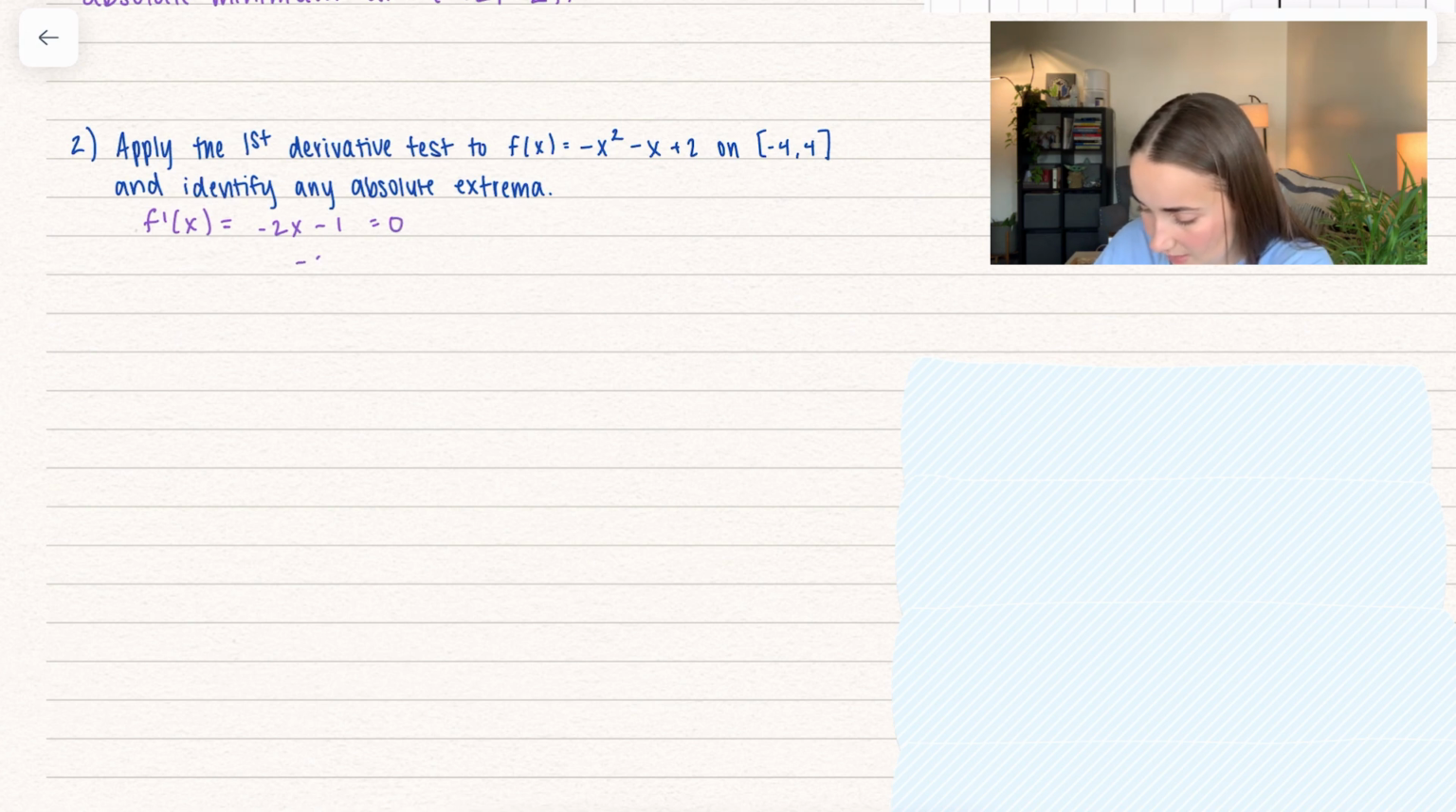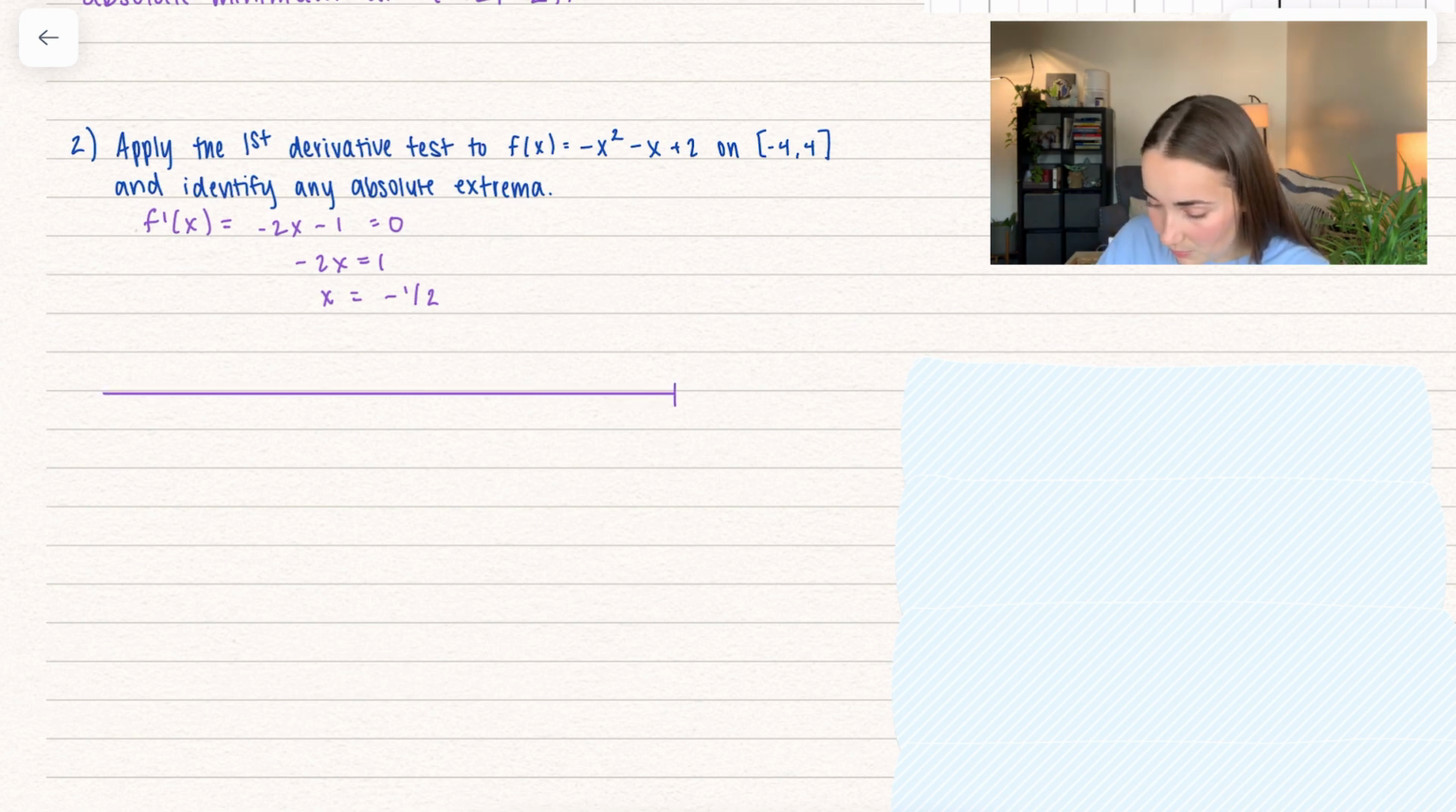So I get negative 2x is equal to 1 if I add that over. Dividing both sides by negative 2, I get negative 1/2. So we only have one critical value. Let's go ahead and set up our number line. We don't need to worry about any illegal values, so now we can actually include the endpoints. We can include negative 4, positive 4, plug in our critical value at negative 1/2.